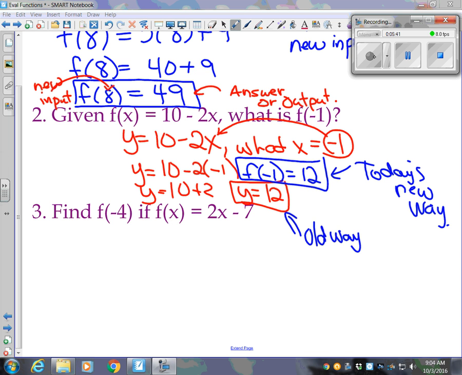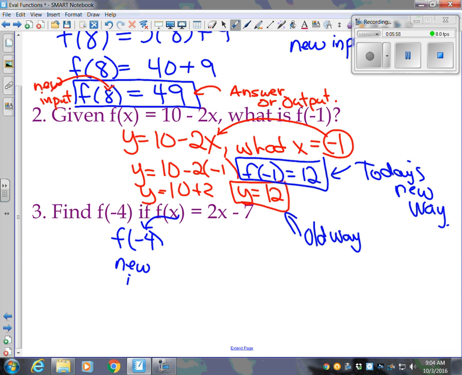All right, find f of negative 4, which means the function with a negative 4 in it, if it equals 2x minus 7. So I'm going to basically take f parentheses x, and now the x is going to become what? Negative 4. So negative 4 is my new input into the function. That's my new number I'm going to put in here. So it's going to be 2 times what? Minus 7. What's the number I'm using? So negative 4 goes in here, and negative 4 goes in here. So it is my new input into the function.